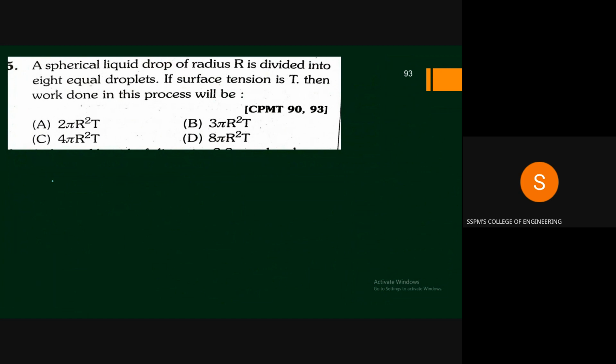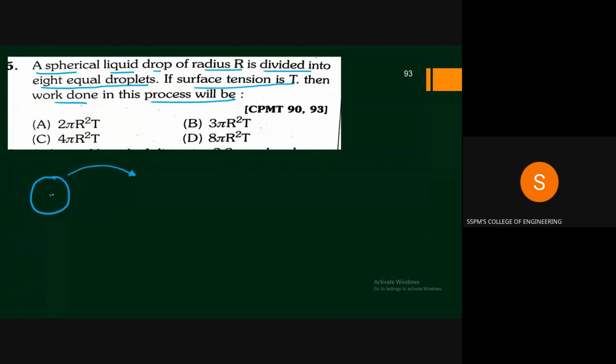See the next question. A spherical liquid drop of radius capital R is divided into 8 equal droplets. If the surface tension is T, then the work done in the process will be. Okay. So basically here we have to find out the work done when the bigger drop is converted into smaller droplets.